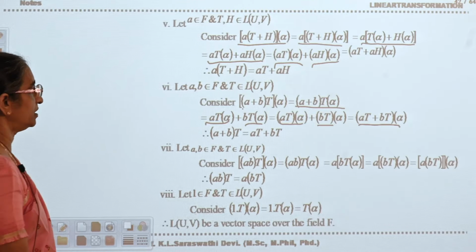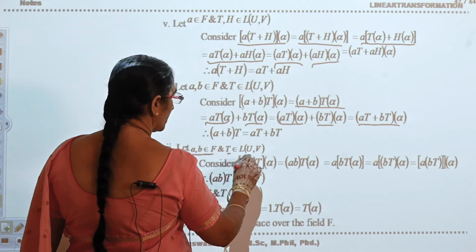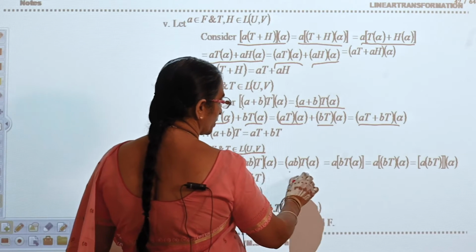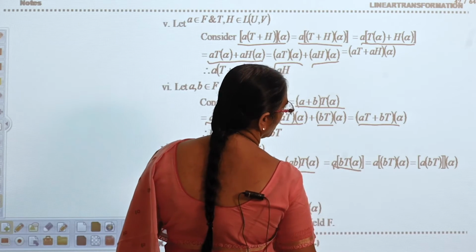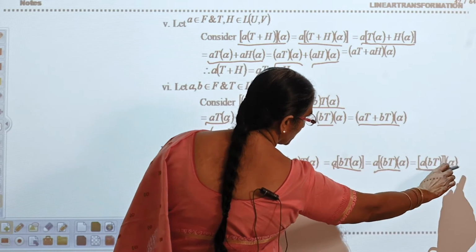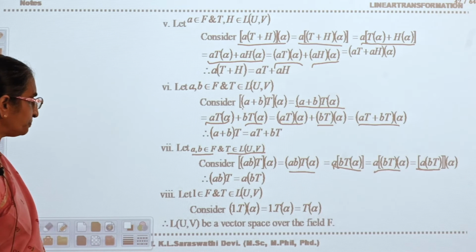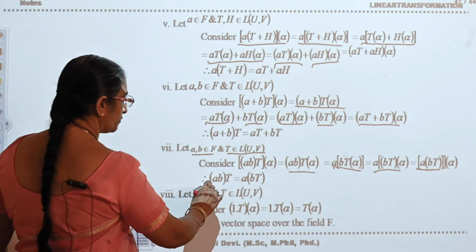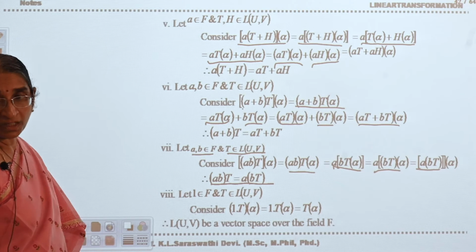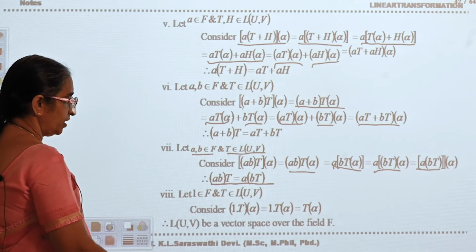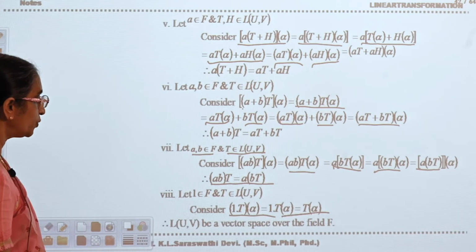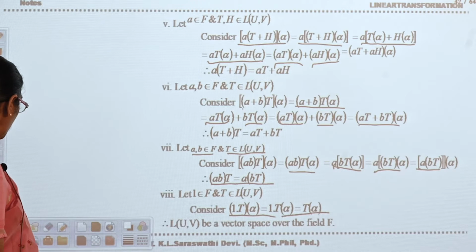And again consider A, B belong to F, T belong to L of UV. AB T of alpha is equal to AB into T of alpha. This is A into B into T of alpha. This is A into BT of alpha. That is A BT of alpha. Therefore, this satisfies AB of T is equal to A of BT. Next, again 1 belongs to F, T belongs to L of UV. Therefore, 1 into T of alpha is equal to T of alpha. Therefore, L of UV is a vector space over the field F.